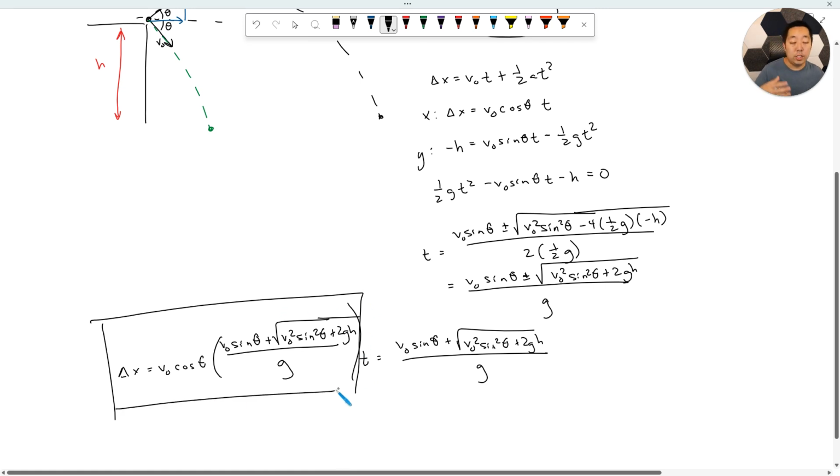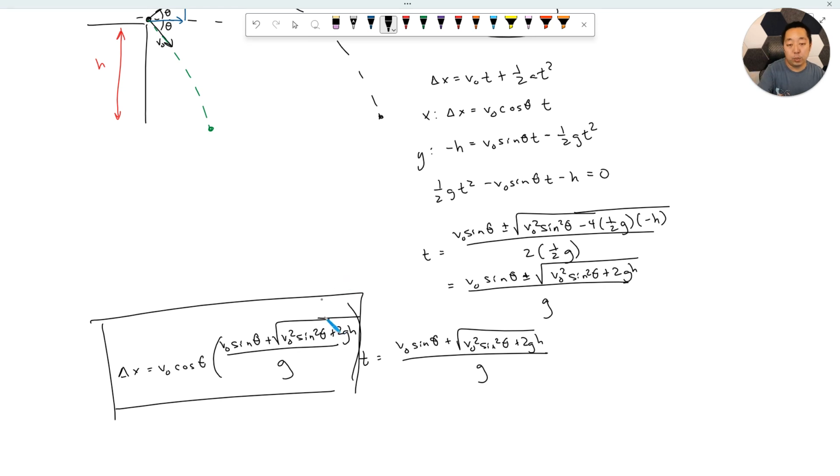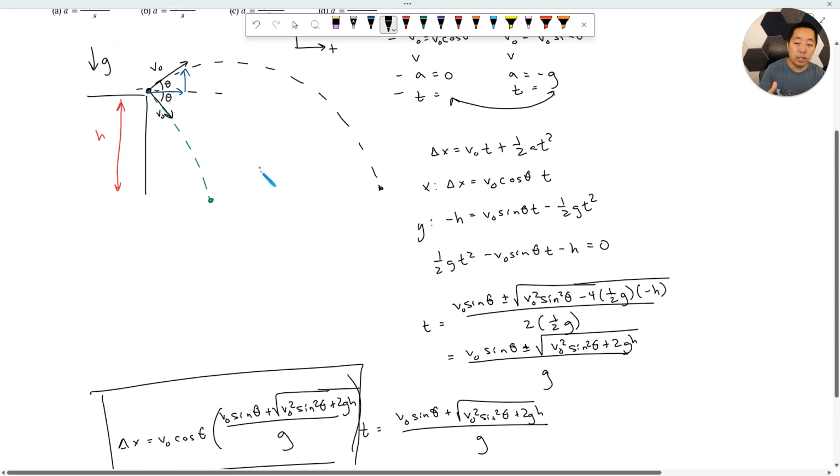Okay, so that was a lot of work. We just did one. But that would give us an answer. That would be an expression that gives us the distance from there to there. Now we got to talk about the green one. What's different about the green one?